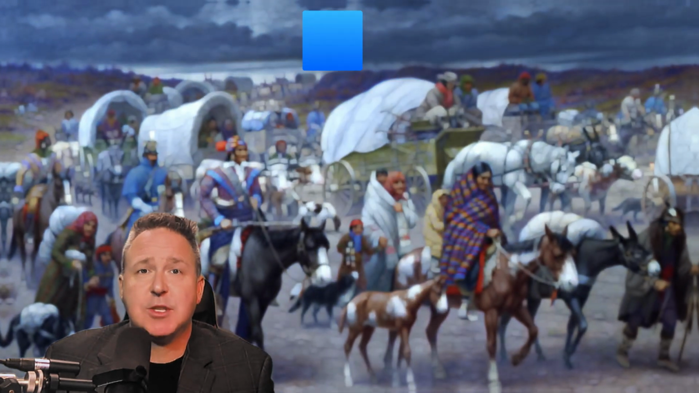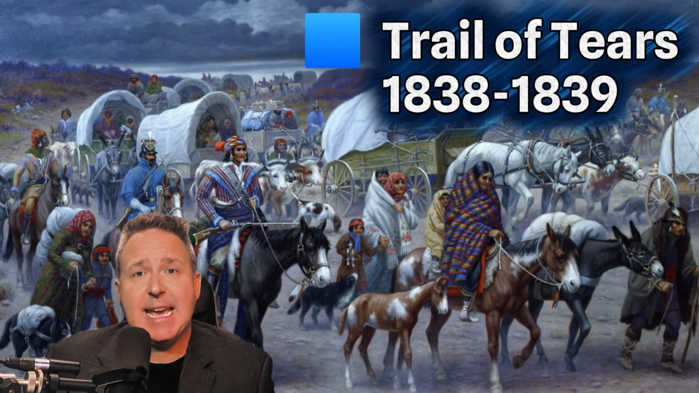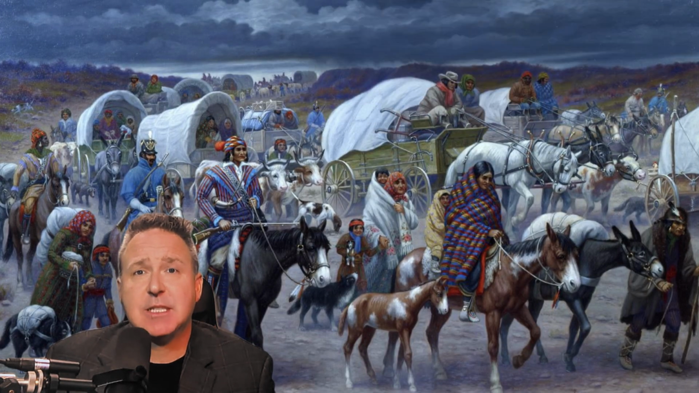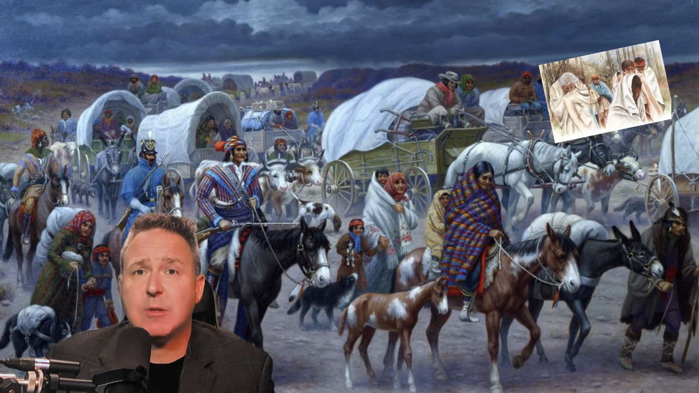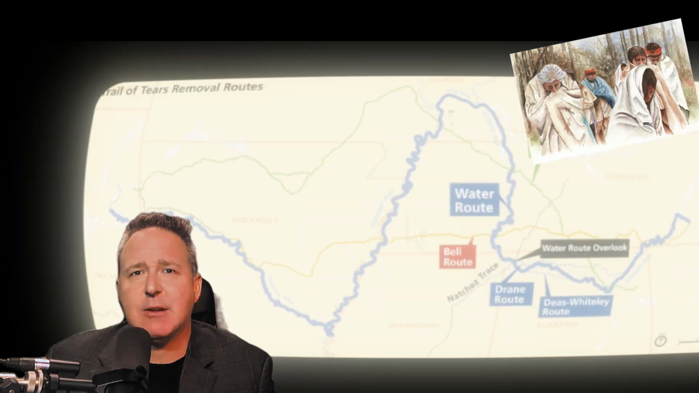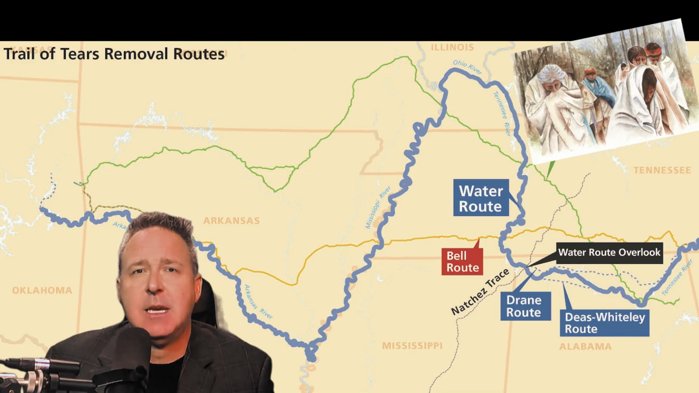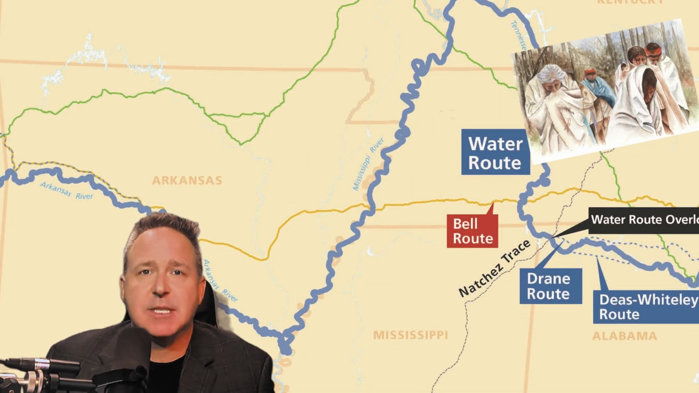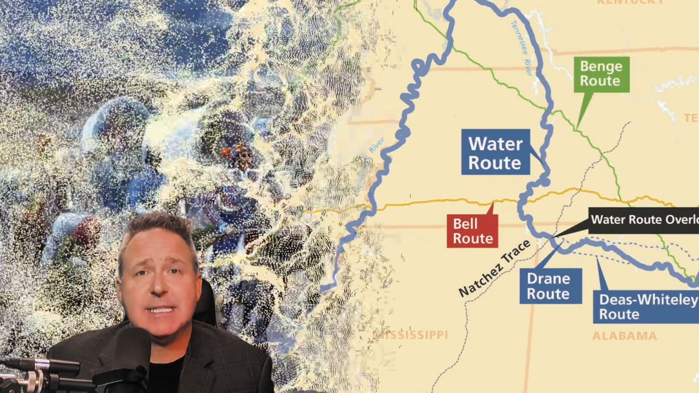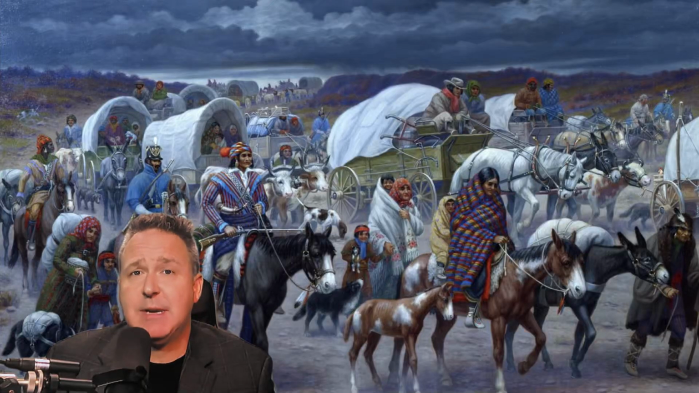One of the most tragic results of the Indian Removal Act was the Trail of Tears in 1838 to 1839. Thousands of Cherokee and other tribes were forced to march over 1,000 miles from the southeastern United States, mainly Georgia, Tennessee, North Carolina, and Alabama, to present-day Oklahoma, and thousands died from hunger, exposure, and disease. This was forced relocation, and it caused enormous suffering.